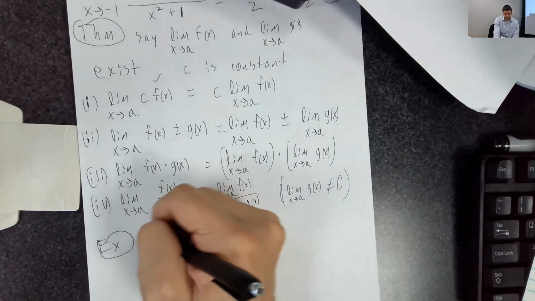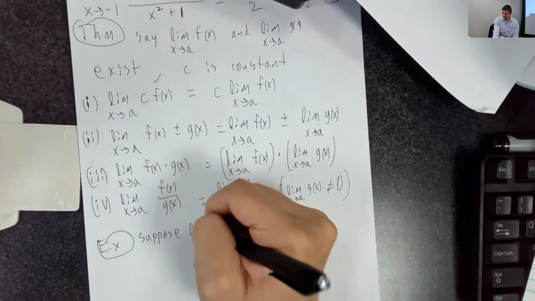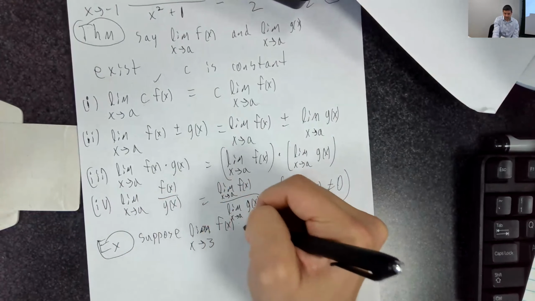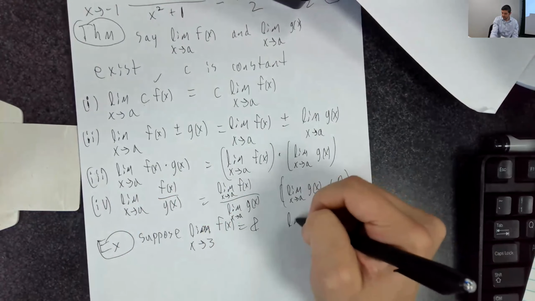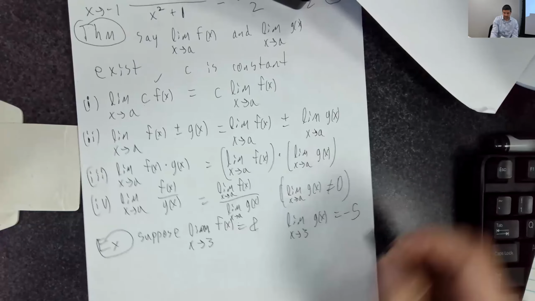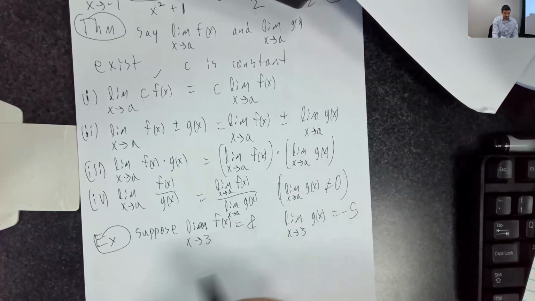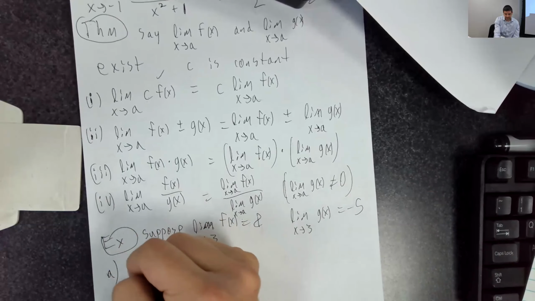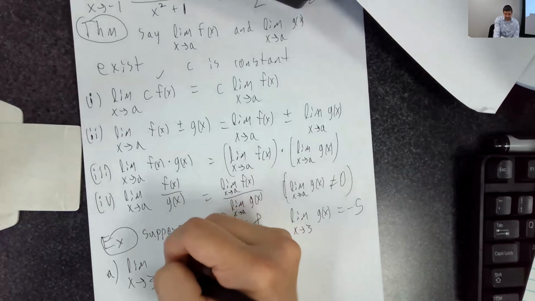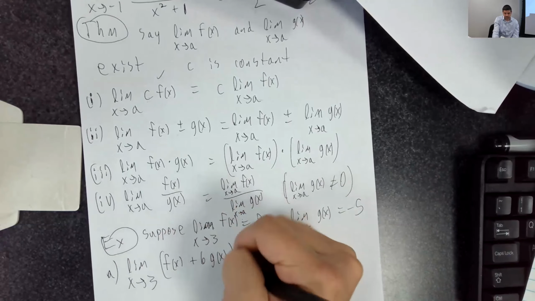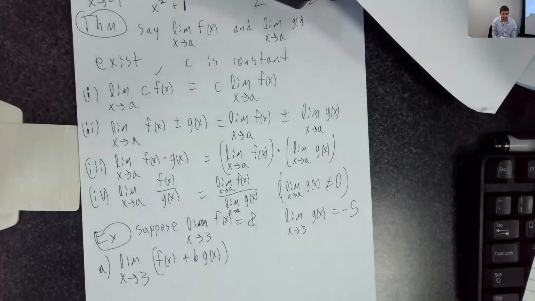They would say, suppose the limit as x goes to 3 of f of x is equal to 8, and the limit as x goes to 3 of g of x is equal to -5. So you have two limits. And then part A, what is the limit as x goes to 3 of f of x plus 6 g of x? So I have these two pieces.